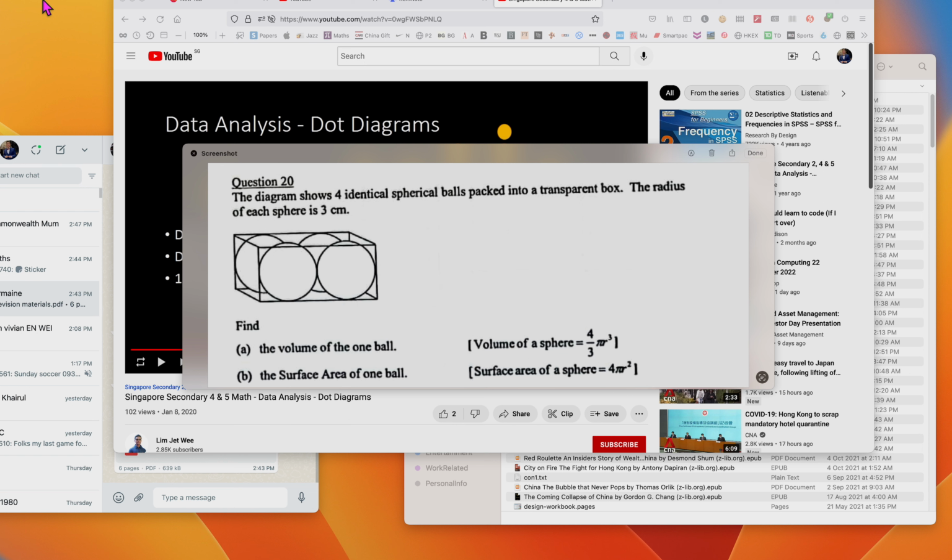Okay. Wait, but they say the radius is 3, right? You see, the radius of each sphere is 3. The 4 is 4 balls, or 4 spheres. Yeah, okay. This one.